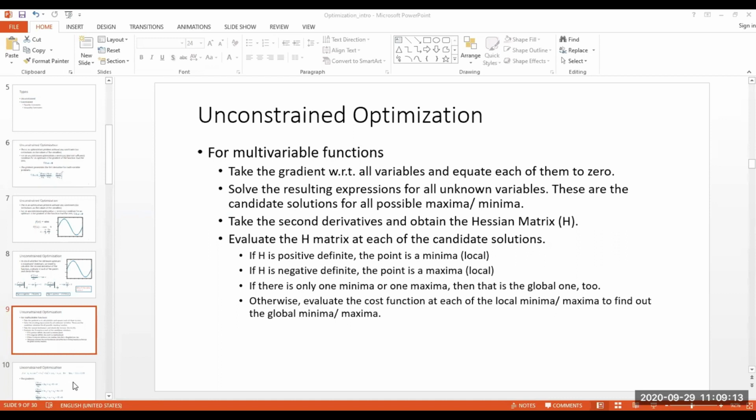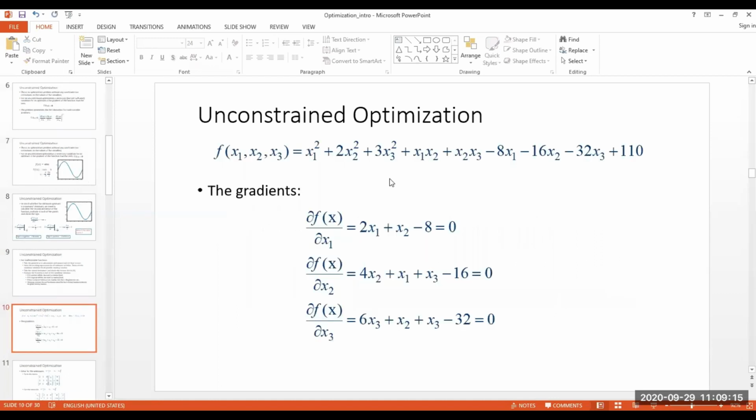So let's take the example. This is a three variable example. So x is a vector now having three variables, and this is the cost function which we have to optimize. So what are the gradients? Again, because this is a three variable function, you simply calculate the partial derivatives and equate them to 0.